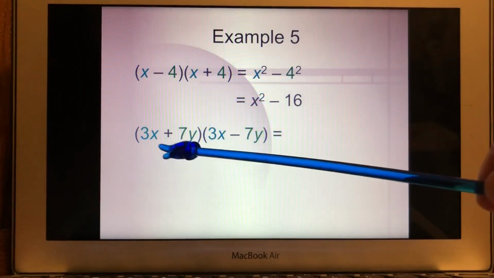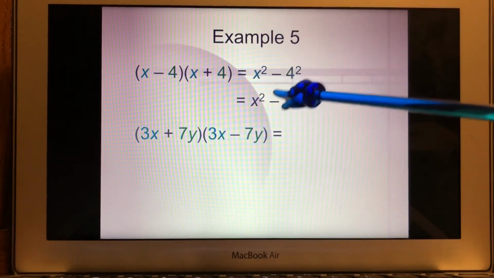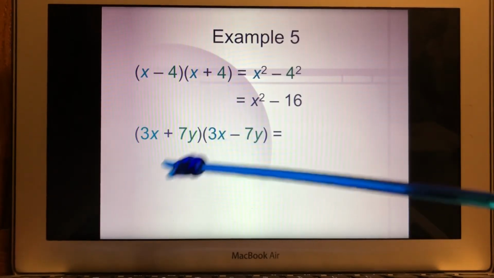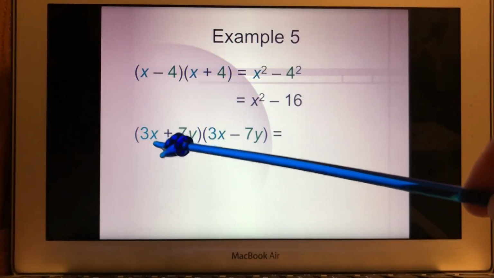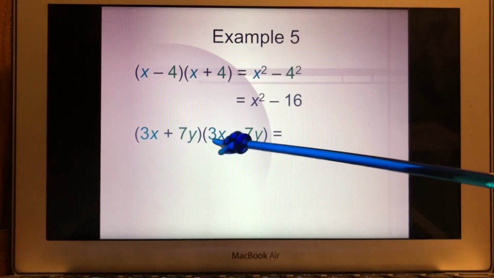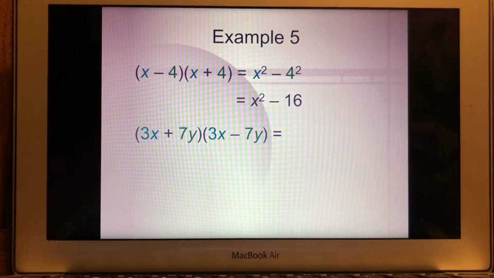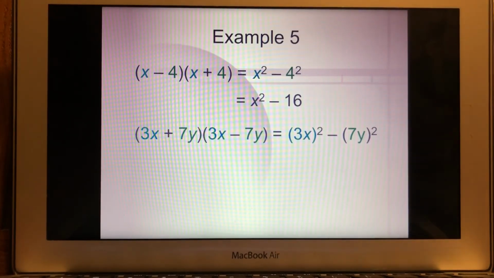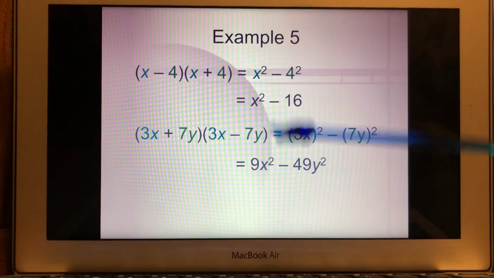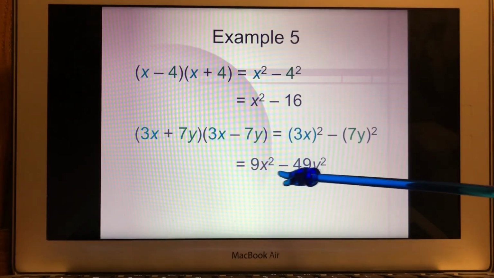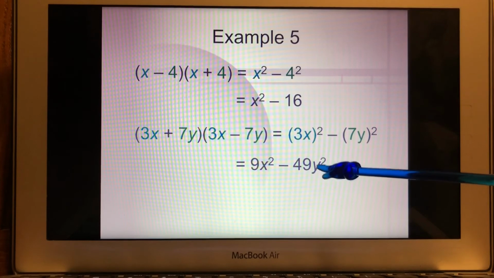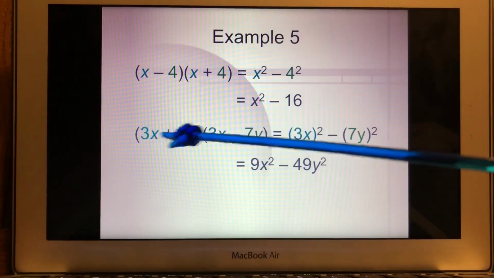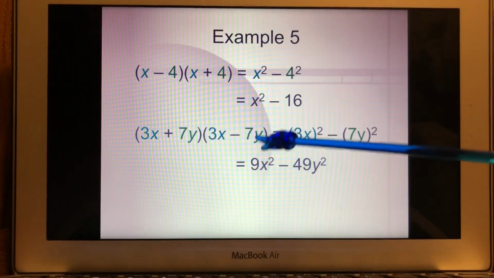Let's say we have 3x plus 7y times 3x minus 7y. These are conjugates again, right? And with these conjugates, you take the first term, 3x squared, and then I'm going to have minus 7y squared. So I simplify that, and that just becomes 9x squared minus 49y squared. So it's the first term squared minus the last term squared.